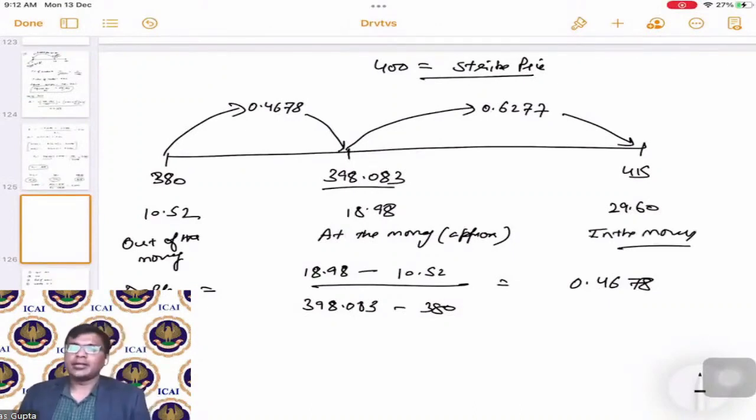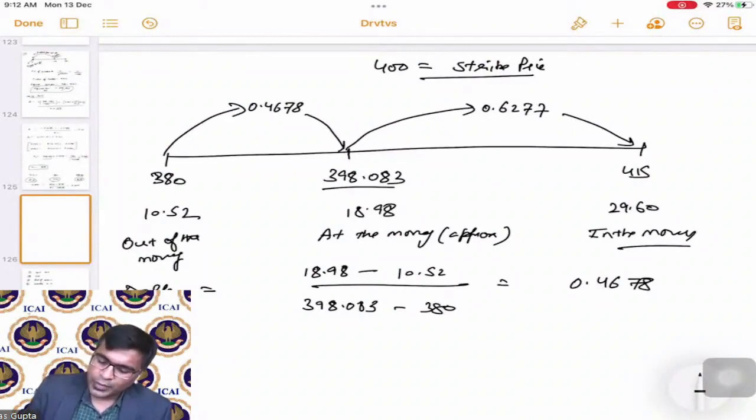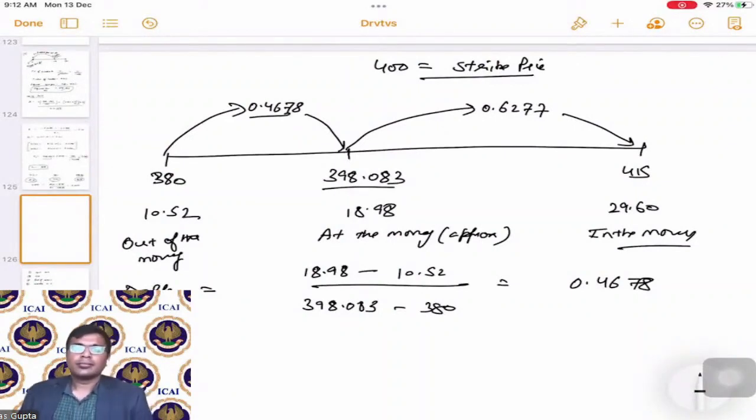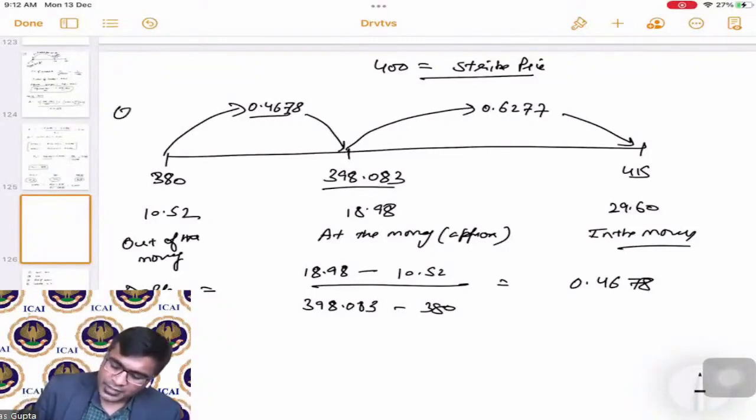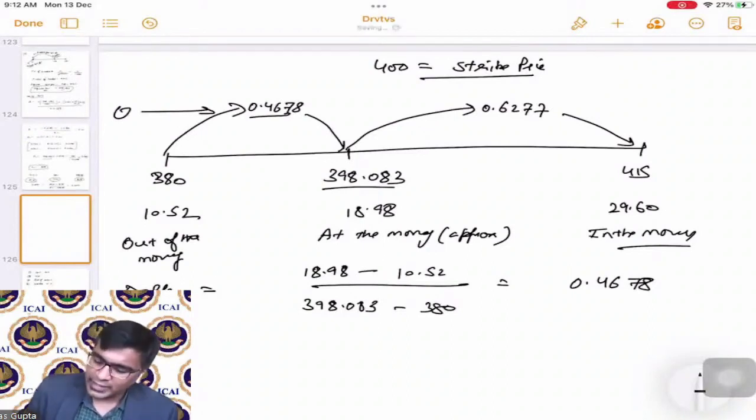Now, if you see, all of you just see the observation here. The delta from here till here is 0.4678. It would have started from 0 because I said that if it is deep out of the money, there is a very big out of the money gap. I mean, let's say the spot price is around 300. That would be called as deep out of the money. From there, it would have started from 0. And in this bucket, it has reached 0.4678.